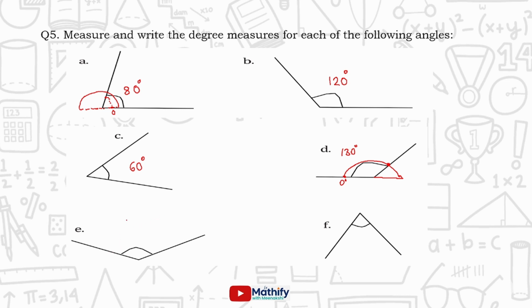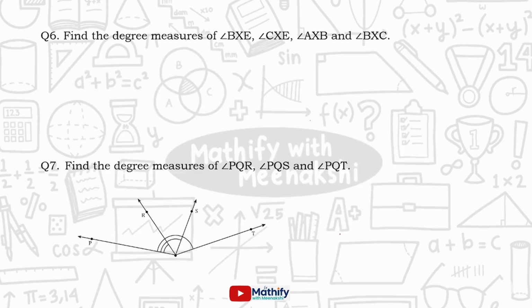Now let's move to E part. So for E part, when you measure, again you will get 130 degree. And for F part, when you measure, you will get 60 degree. So that's it. We are done with this question. Let's move to question number 6.